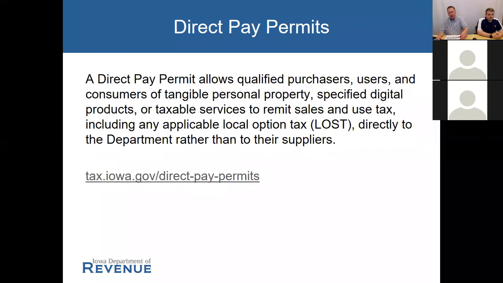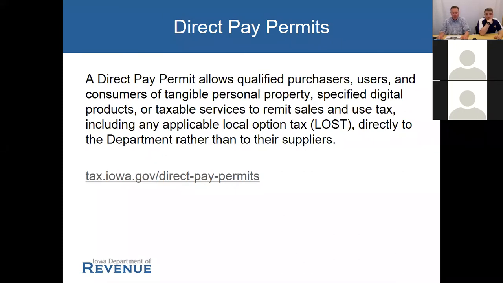I did mention direct pay permits. Direct pay permits, we've had those around for quite a while. This allows qualified purchasers, users, and consumers of tangible personal property, specified digital products, or taxable services to remit sales and use tax, including potential local option tax, directly to the department instead of to retailers. So there is a link on here. You can go to our website and find some more specific information. Again, this is for qualifying purchasers only.